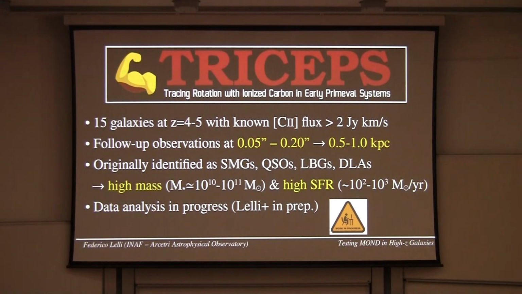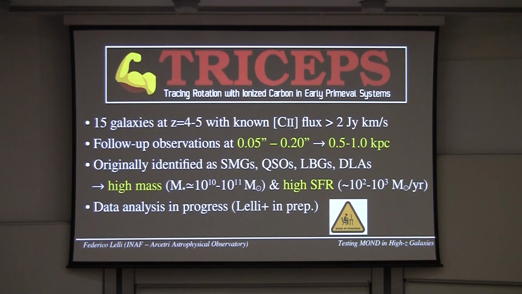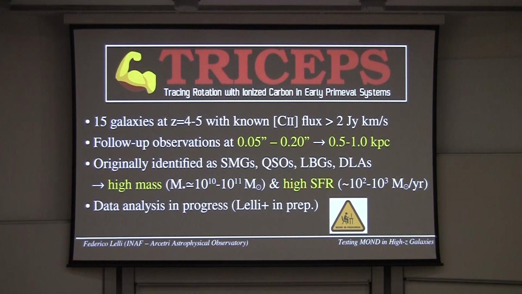So a few years ago, I started a project called TRICEPS, that stands for Tracing Rotation with Ionized Carbon in Nearly Permeable Systems. So the idea was relatively simple. We took a sample of 15 galaxies in this redshift window that had known C II fluxes from previous observations larger than 2 Jy, and we did follow-up observations at very high resolution, between 0.05 and 0.2 arcseconds. That corresponds to 0.5 to 1 kpc using the usual angular diameter distance relation.